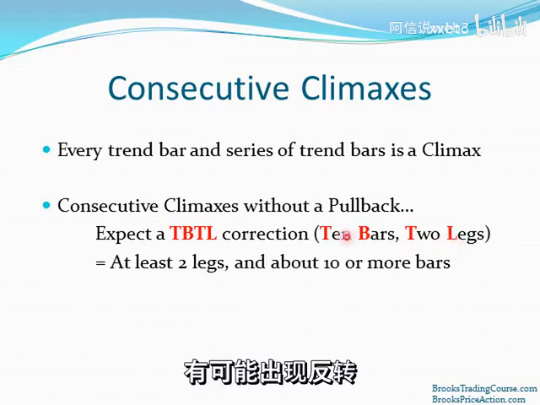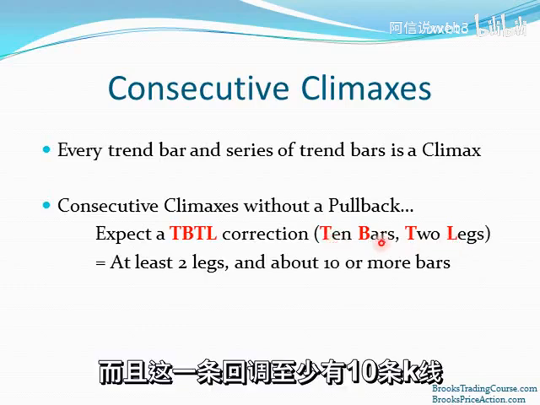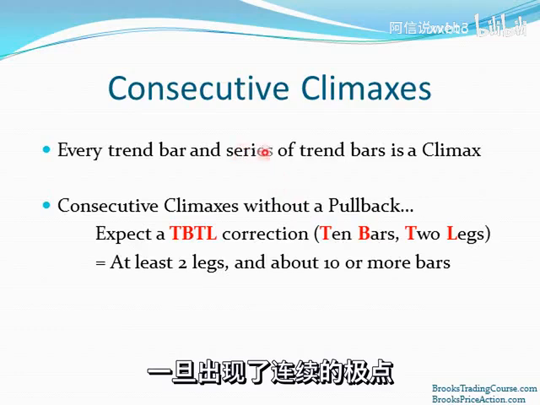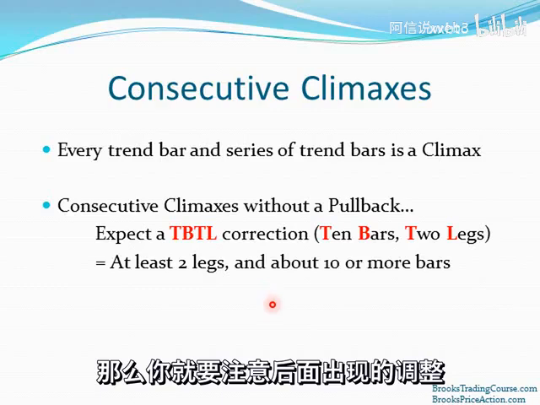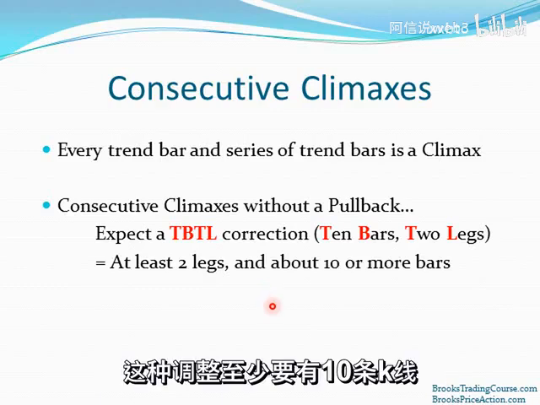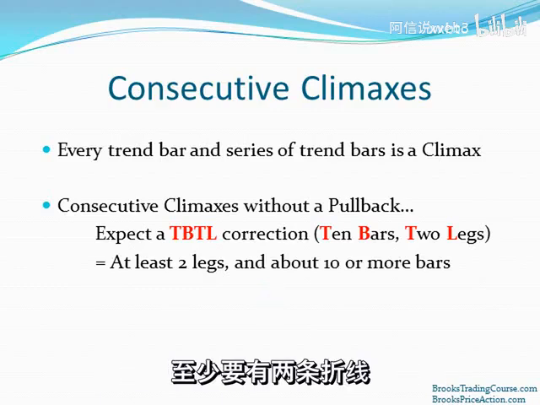It might be a reversal, and that pullback should have at least 10 bars. So anytime you have a series of climaxes, you have to start looking for a correction, and the correction probably will have at least 10 bars and at least 2 legs.